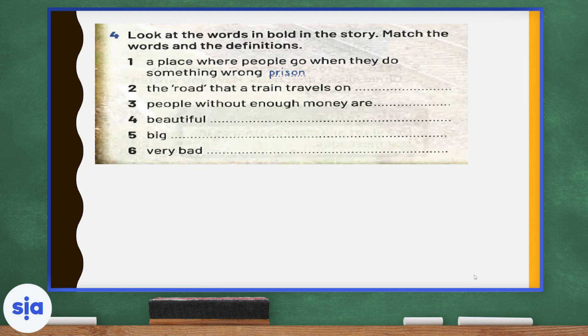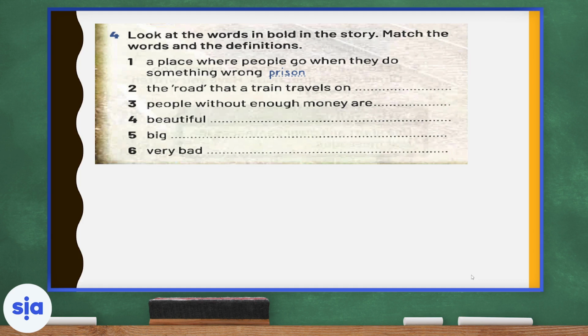Let's move on to exercise 4. Look at the words in bold in the story and match the words and their definitions. So number 1 is already done for us. Let's read it together. A place where people go when they do something wrong. This is prison. So a prison is a place where people are taken to be imprisoned or to stay there by force if they do something wrong.